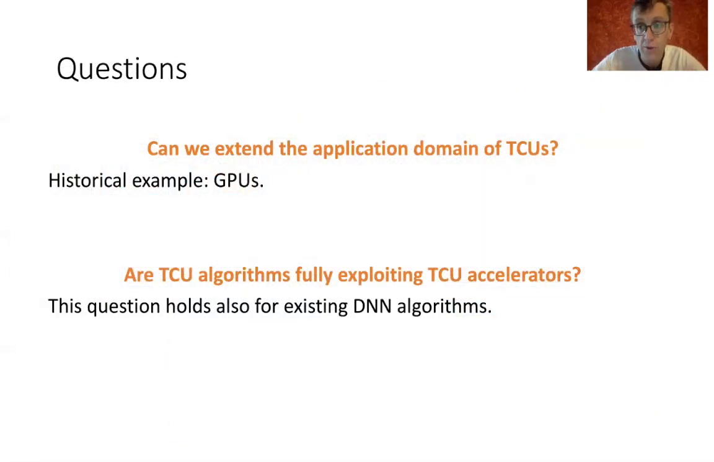The two questions that we are willing to answer with our work are, first, can we extend the application domain of TCUs? TCUs have been introduced for deep learning, but can we use them for improving the performance of algorithms from other application domains like high performance computing or data mining? An example is given by graphical processing units, GPUs, that were introduced mainly for gaming, but now are used in several application domains like machine learning itself, bioinformatics and high performance computing. The second question is, are TCU algorithms fully exploiting TCU accelerators? We would like to design efficient algorithms that exploit these accelerators, but we also want to know if these algorithms are optimal or not, if we can improve them or not.